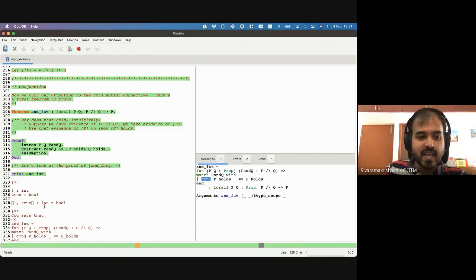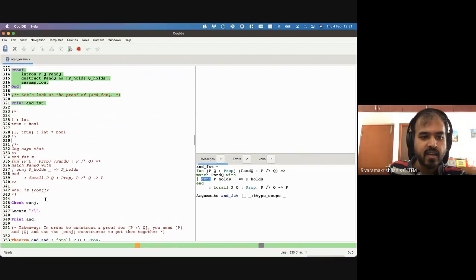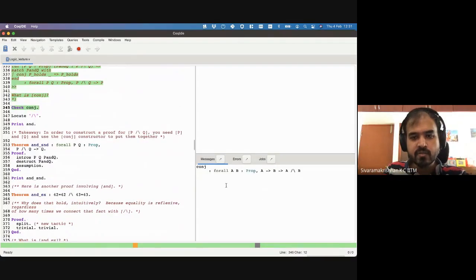And conj is just like this pair construction thing, right? And we are just pattern matching on conj and getting the first element out and returning it. So this is interesting, but let's really look at what conj is and where it comes from and where it is defined, right? That informs how conjunction is actually encoded in Coq. Conjunction is not a primitive thing; it is also just a data type, and that is what we are going to see. So what is conj?